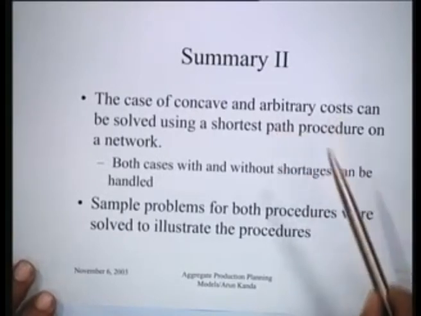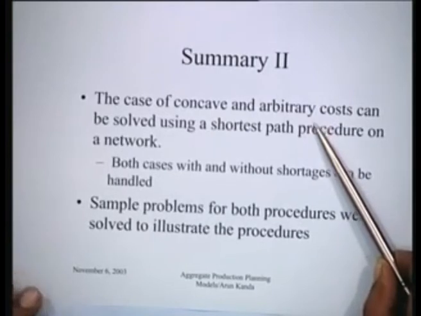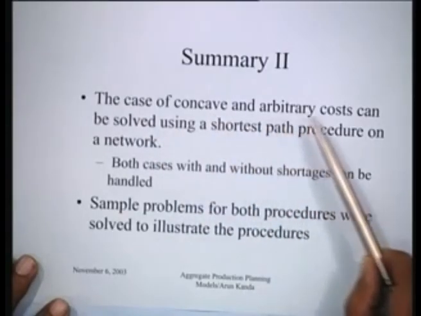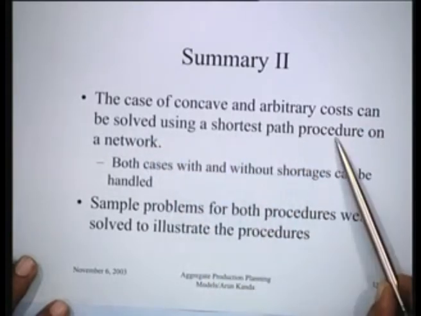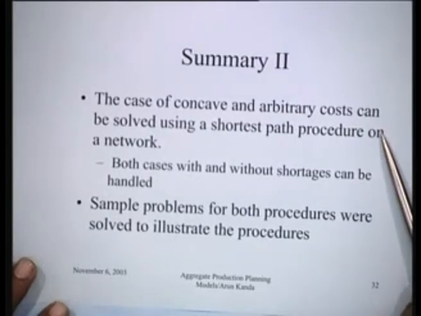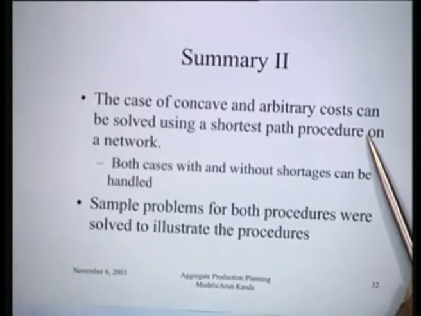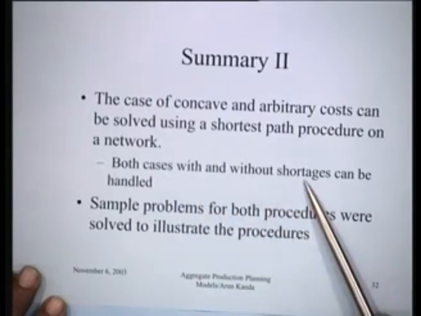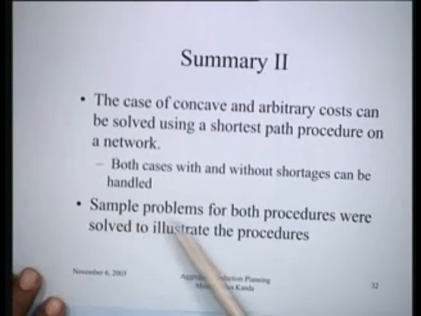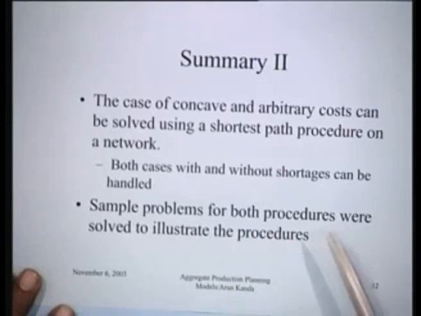And then finally, we took up the case of general concave and arbitrary costs, in which we considered a problem in which there was a setup cost and there was a production cost and a holding cost in that sense. So the case of concave and arbitrary costs can be solved using a shortest path procedure on a network. And finding out the shortest path in case there were no shortages was relatively simple. All it involved was calculating the lengths of each arc and then determining the shortest path. And both cases, with and without shortages, can be handled in this particular situation. And sample problems for both these procedures were solved to actually illustrate the procedures. That's what we essentially do.